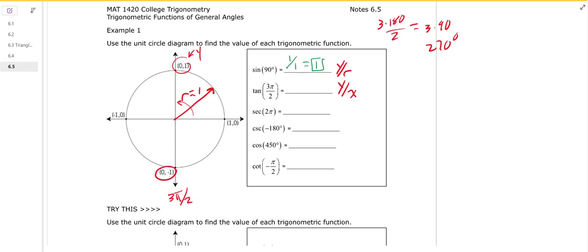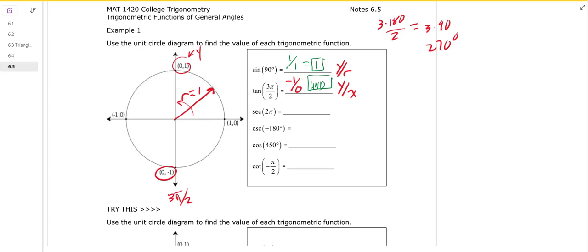Again, you just look at the point. The x value is 0, the y value is negative 1. So we would do negative 1 over 0, and it turns out that sometimes trig functions are undefined. You can't divide by 0, so that is undefined. There is no value of the tangent of 3 pi over 2. When we start learning about graphing, that will have a special meaning on the graph of that function.